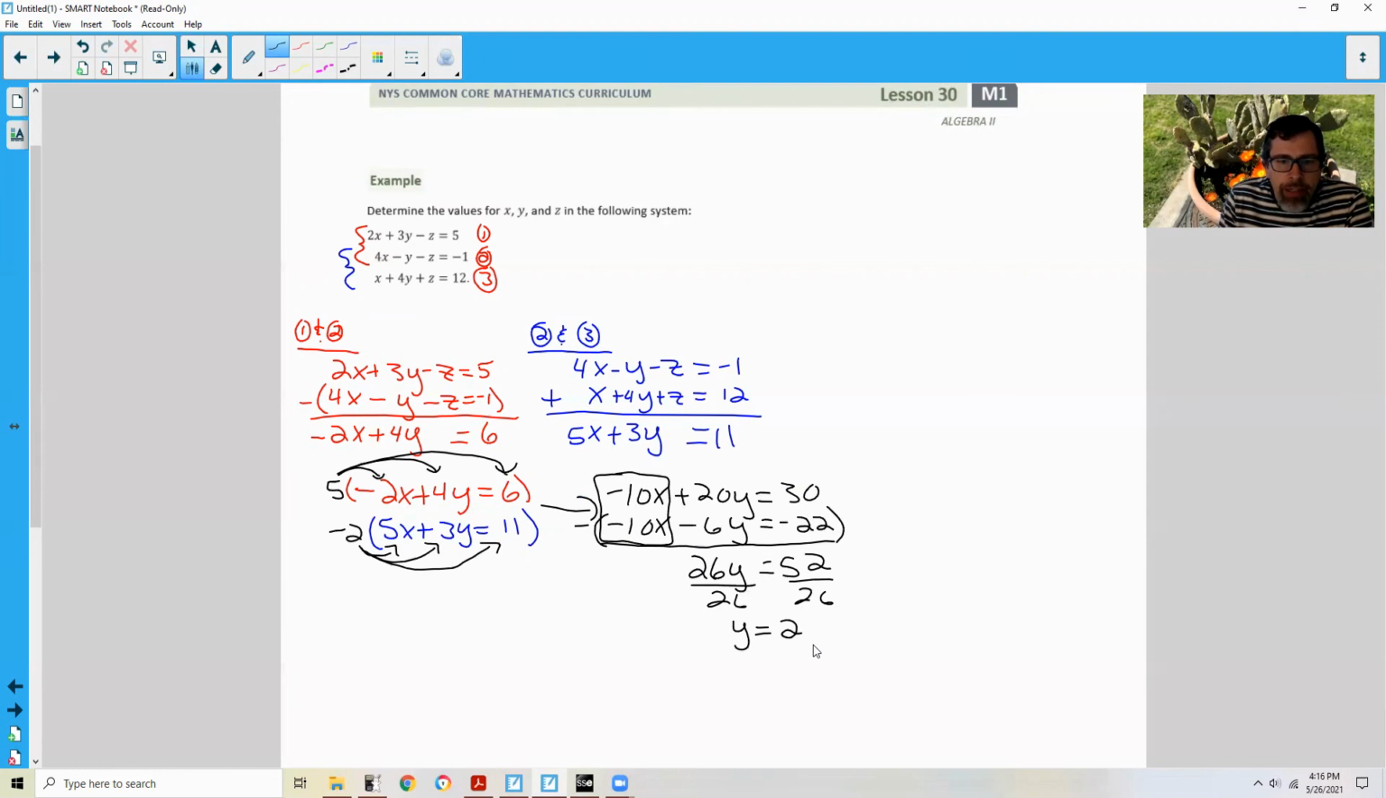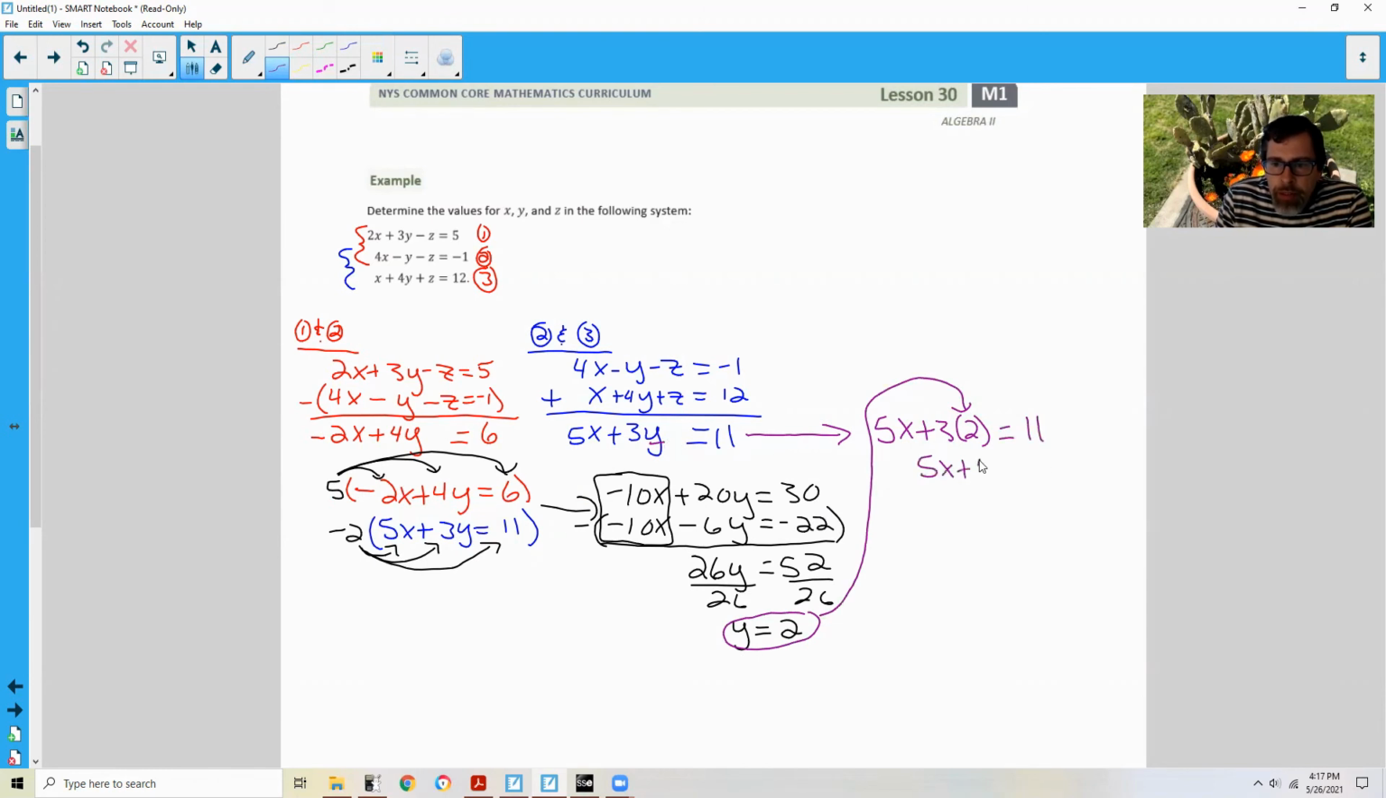Now we can find x. In order to find x, we just pick one of these two equations that we've already simplified. I will use the 5x plus 3y equals 11, and I'll put 2 in for y. So it's going to be 5x plus 3 times 2, and that came from here, by the way, so I'll just do this. There's my y, see the y right here, and that is going to equal 11.